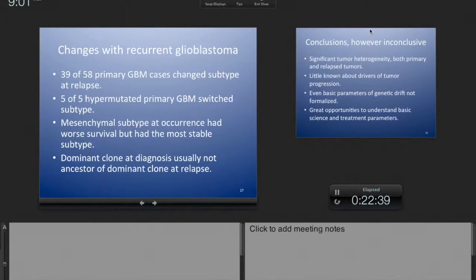But it turns out that the dominant clone at the initial diagnosis of glioblastoma is usually not the ancestor of the dominant clone at relapse. So that makes the whole business of genetic mapping kind of problematic. You can't just start off and send it to the genetics lab and have them know what's going to be happening with this patient necessarily.